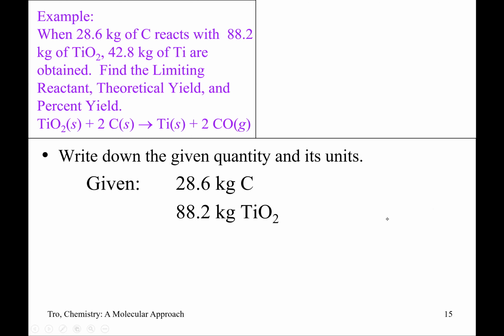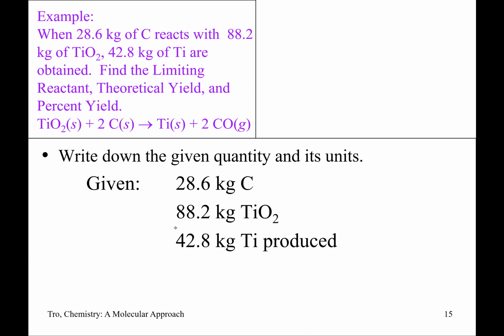These are the given quantities. Which one is the actual value here? How do you know it is the actual value? What's the keyword? Produced, or obtained. In the problem, it says obtained. It doesn't say this is the theoretical value. If it doesn't emphasize that it is the theoretical value, that means it is the actual or experimental value, or what is produced in the lab.